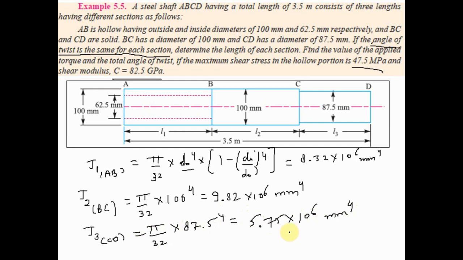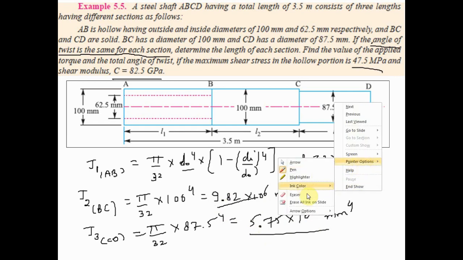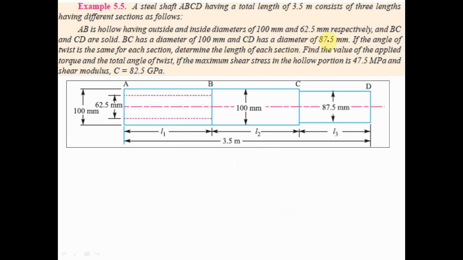So J1 you got 8.32 times 10 to the power 6, J2 9.82 times 10 to the power 6, J3 5.75 times 10 to the power 6. Keep these aside, I'll be erasing them in order to solve the question further. So note down these J1, J2, J3 values. Then it is saying the angle of twist is the same for all the sections. See this, it is saying the angle of twist is the same for all the sections.